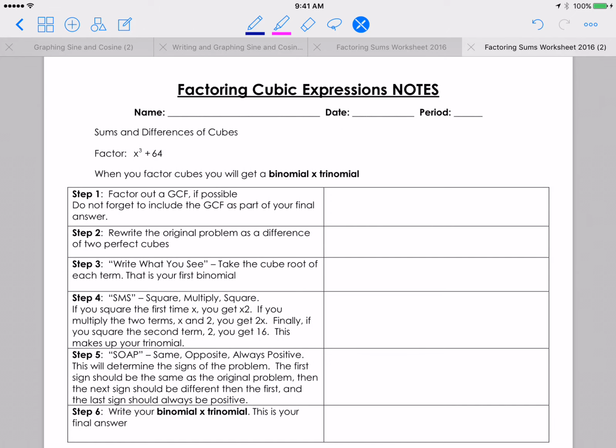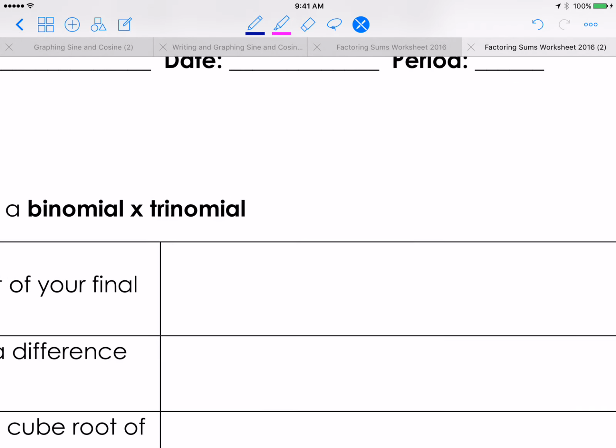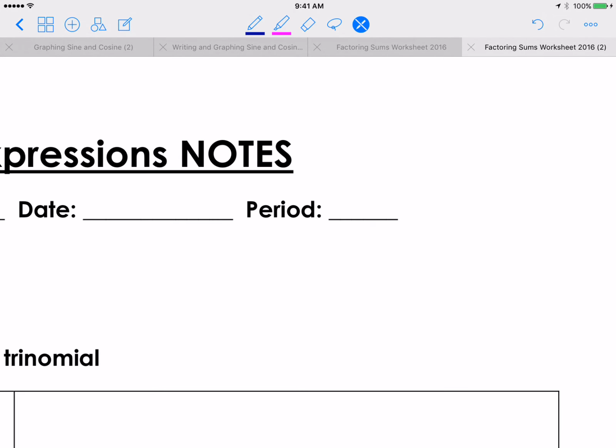So today we're going to be talking about factoring cubic expressions. A cubic expression is something raised to the third power. We've already talked about that before. So before we get started, let's talk about what perfect cubes are. Over here, I'm going to expand this note page so I can write over here. So let's talk about perfect cubes.